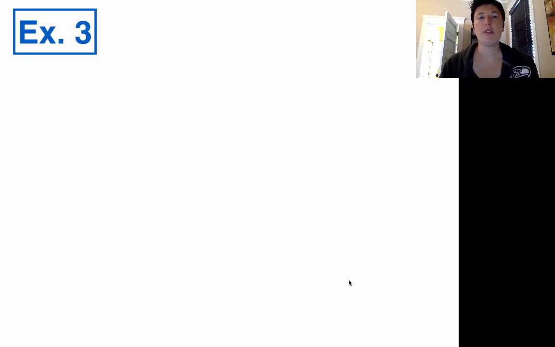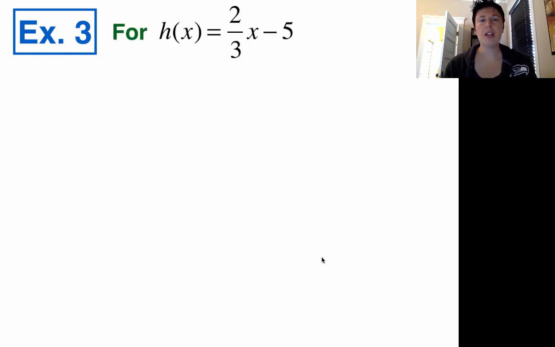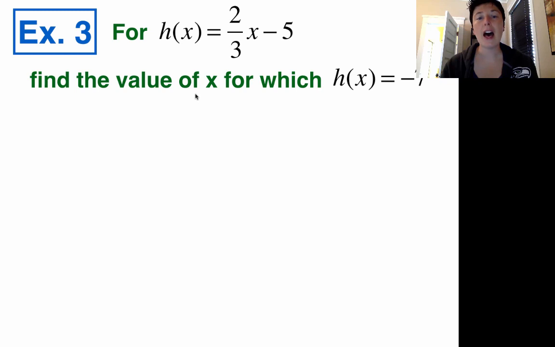Okay, moving on. Example 3. Let me show you another variation of these problems. So, new function, we're going to say h of x equals 2/3 x minus 5. I want to find the value of x for which h of x is equal to -7. This is a different problem. I actually want to find the input, not the output. This is kind of in reverse.